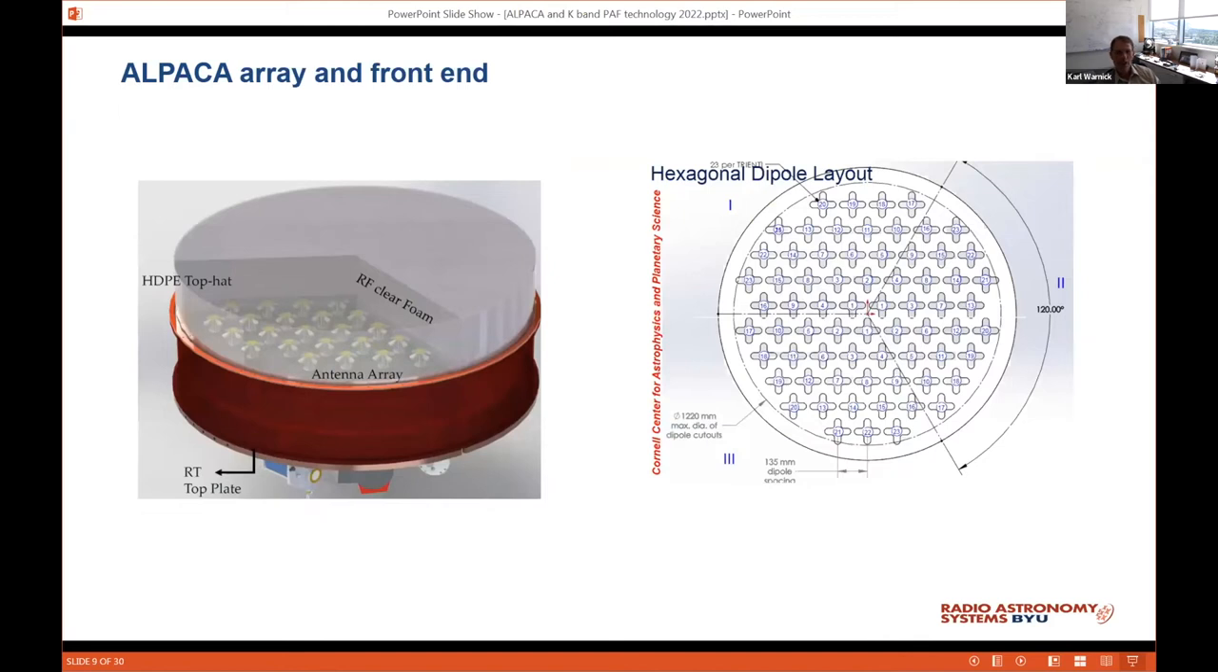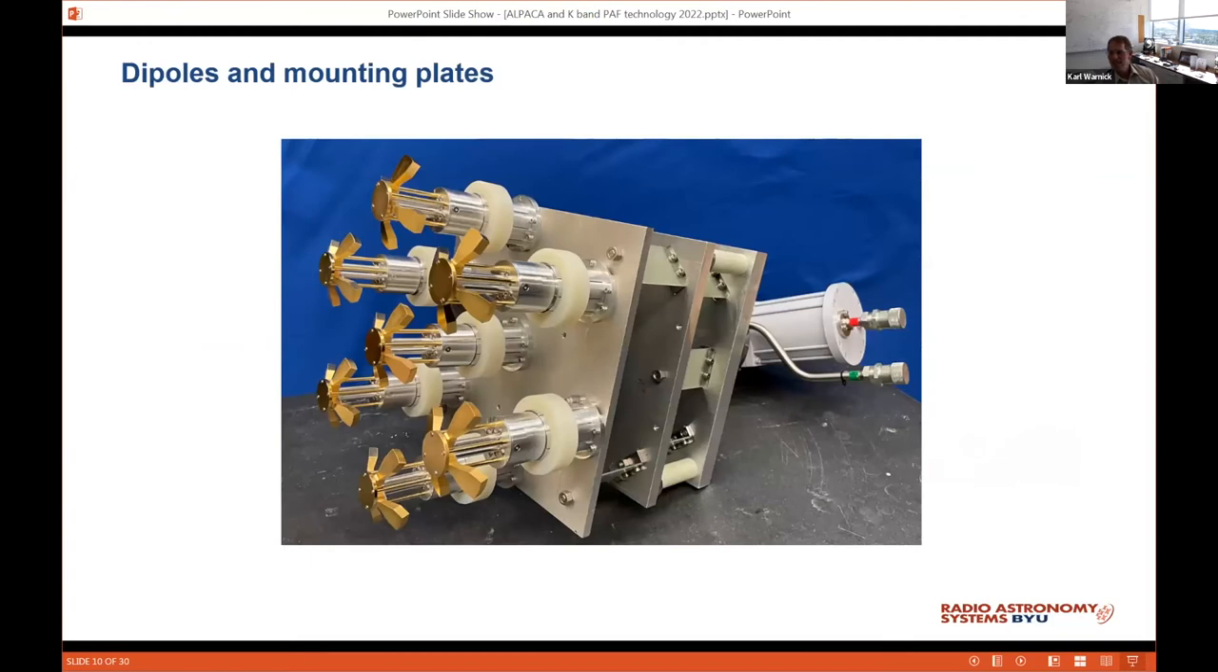Here's a view of the array itself. Again, it's hexagonal. You can see the dipoles. They're under foam, which is fairly RF transparent. It supports the weight of the vacuum window, which is HDPE. Here's one of the fabricated dipole sections and their mounting plates. So you can see that's coming together. They're designed to be removable and modular with LNAs in case there's a failure of one of the many cryogenic amplifiers.